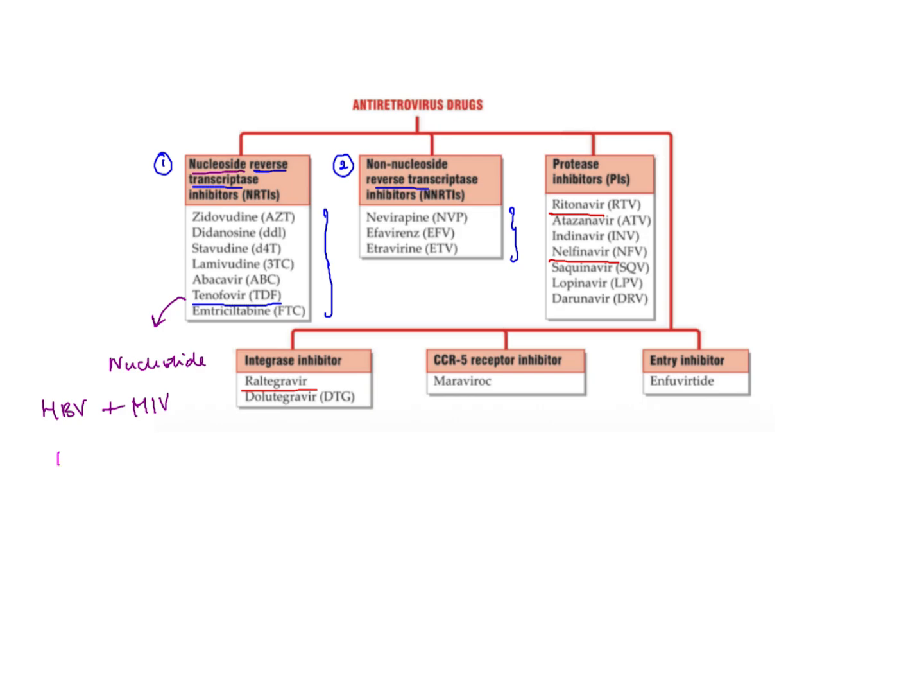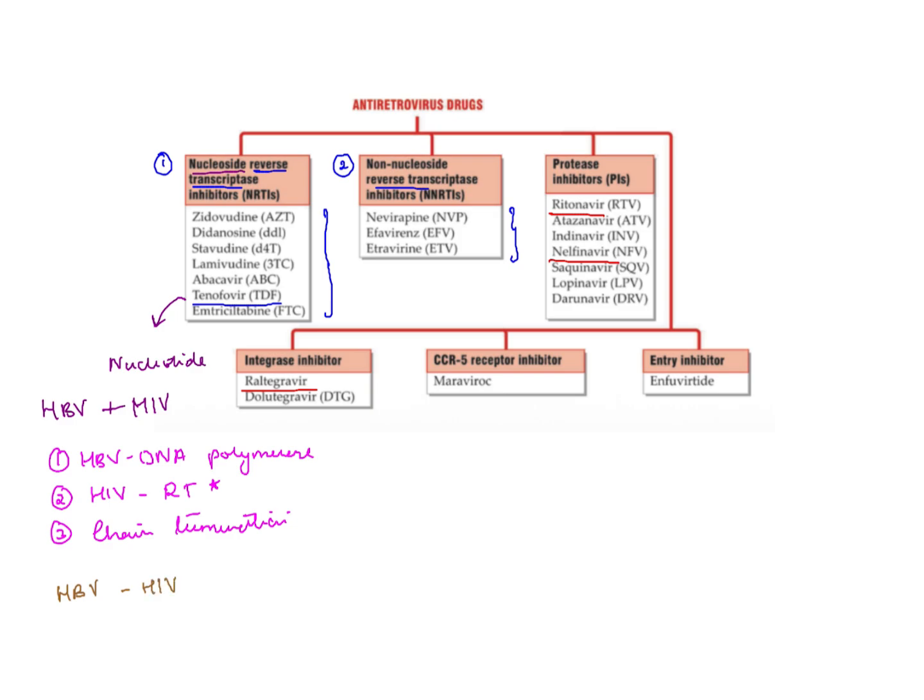So this acts by inhibiting HBV DNA polymerase, and also it inhibits HIV reverse transcriptase, which is asked in the question. Okay, it also gets incorporated into the viral DNA to cause chain termination. So tenofovir is the first line drug which is used for treating hepatitis B. It also is used for treating HIV nowadays.